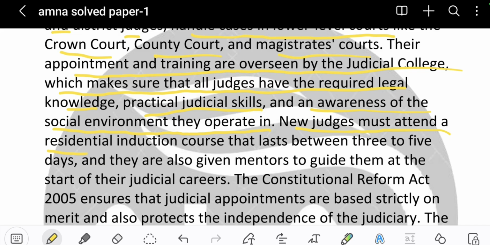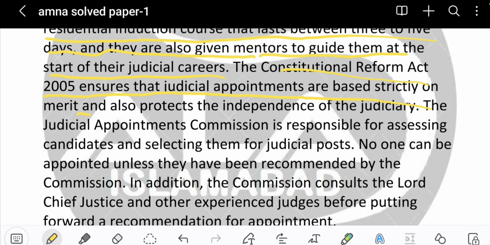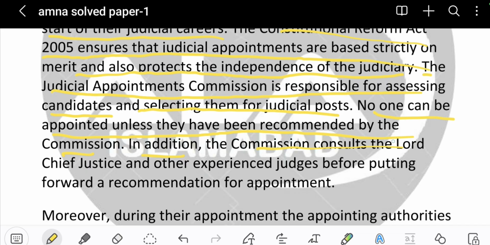New judges must attend a residential induction course that lasts between 3 to 5 days, and they are also given mentors to guide them at the start of their judicial career. The Constitutional Reform Act 2005 ensures that judicial appointments are based strictly on merit and also protects the independence of the judiciary. The Judicial Appointments Commission is responsible for assessing candidates and selecting them for judicial posts. No one can be appointed unless they have been recommended by the Commission. In addition, the Commission consults the Lord Chief Justice and other experienced judges before putting forward a recommendation for appointment.